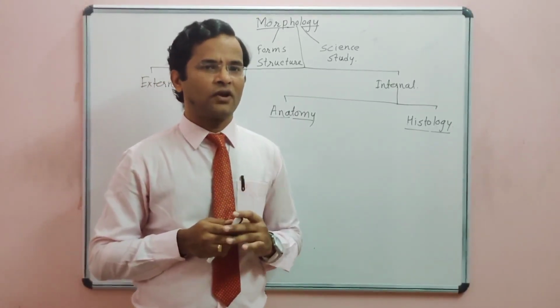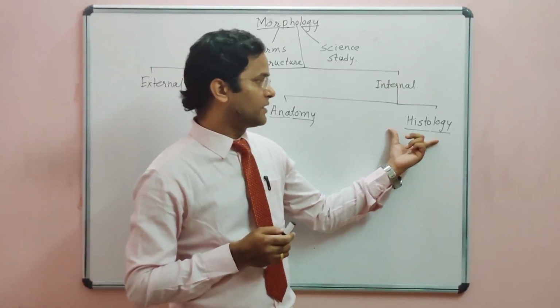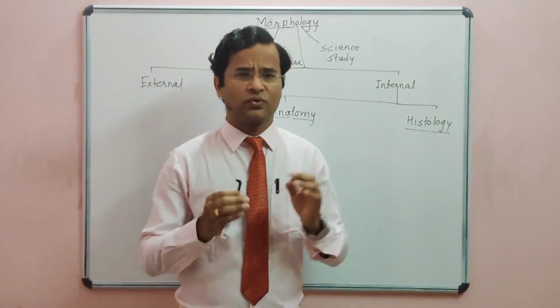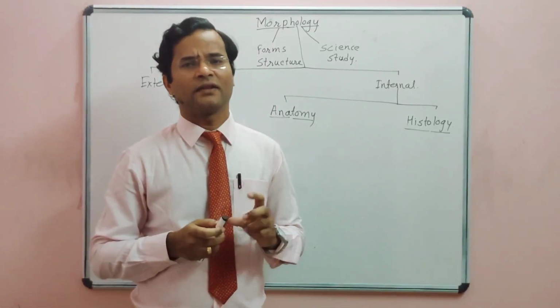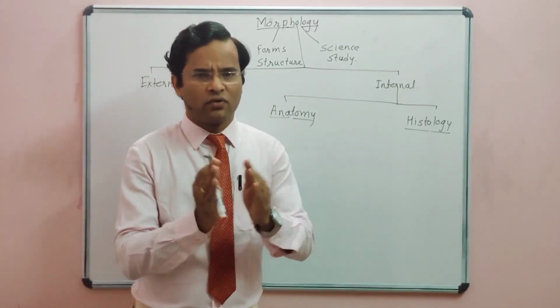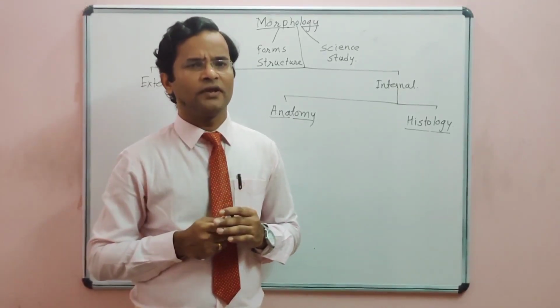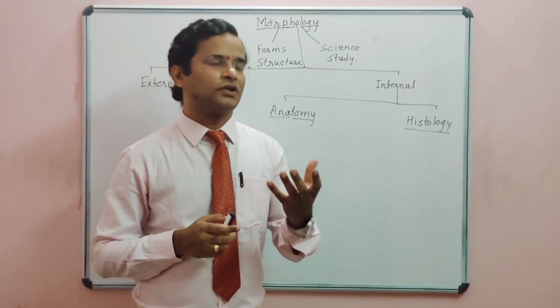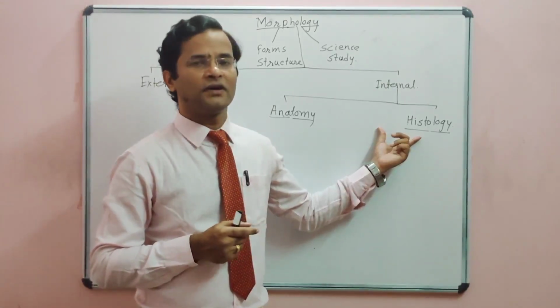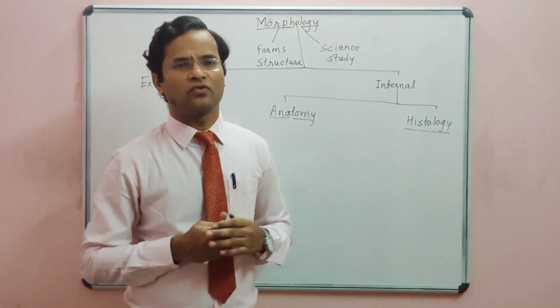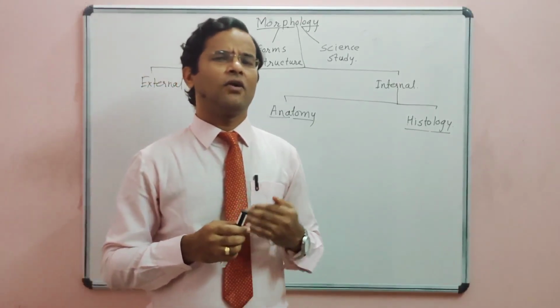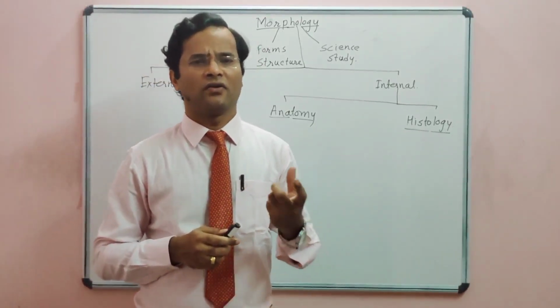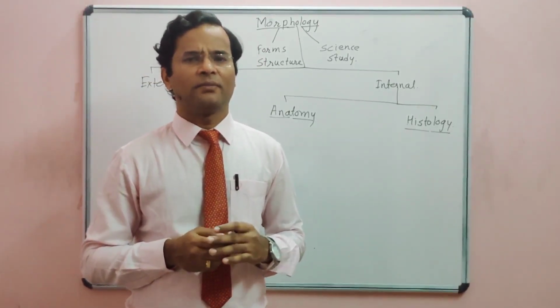Without a microscope we cannot do histological study, because a tissue is a group of cells and cells are microscopic. If you want to observe different types of tissue, we need an instrument, that is the microscope, and we can easily observe the structure at the tissue level under the microscope.